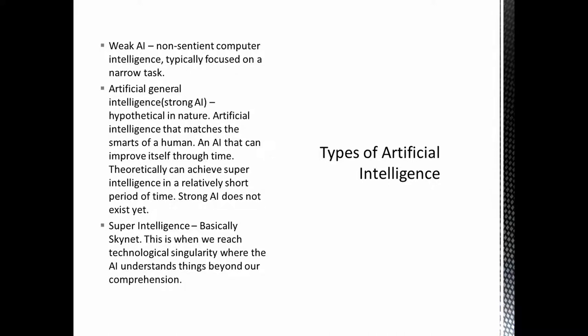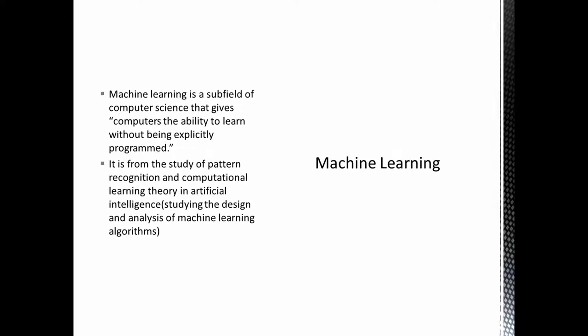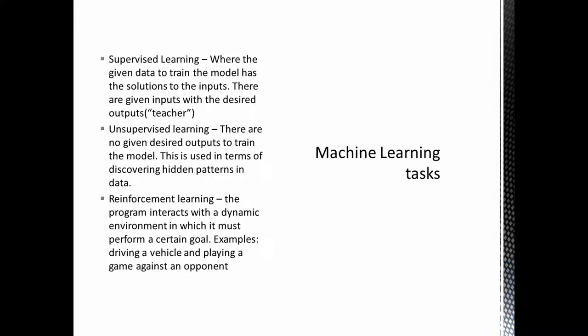So, artificial intelligence and machine learning is not the exact same thing. Machine learning is a category of artificial intelligence. And that's what TensorFlow is. So basically machine learning, as defined here, is a subfield of computer science that gives computers the ability to learn without being explicitly programmed, as in it can teach itself. It is from the study of pattern recognition and computational learning theory in artificial intelligence, studying the design and analysis of machine learning algorithms.